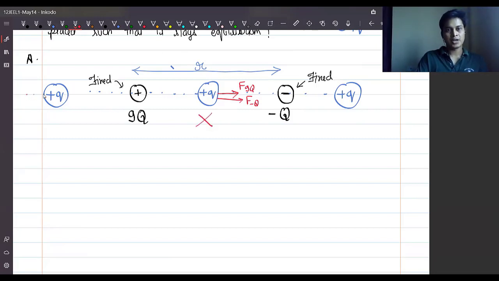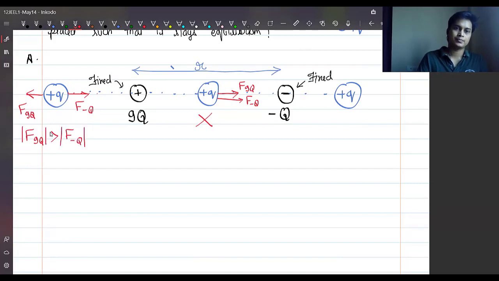If you keep the charge on the left side, then the positive charge will be repelling and the negative charge will be attracting. But the negative charge, which has less charge, is kept far away from this plus q, while the positive charge is closer. A bigger charge kept at a smaller distance will apply a much larger force. So here the force due to 9q will always be greater than the force due to minus q, in magnitude. That's why only one option is left.